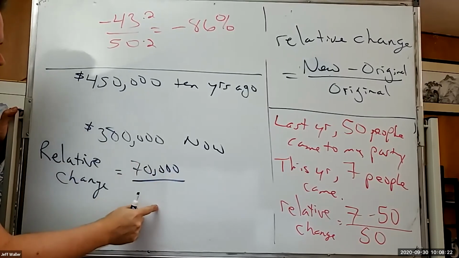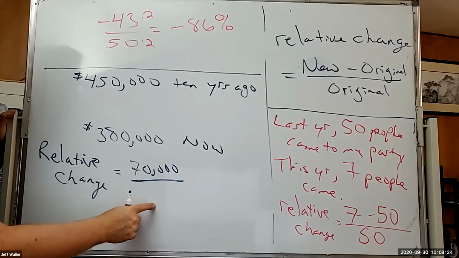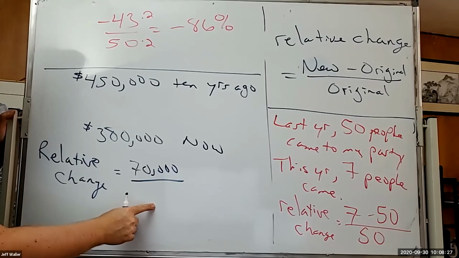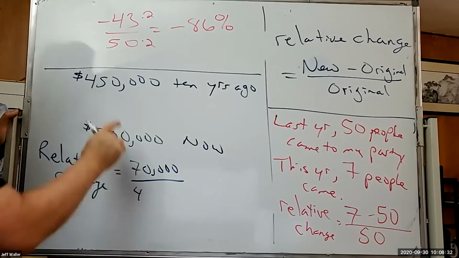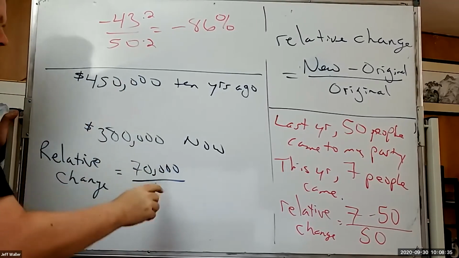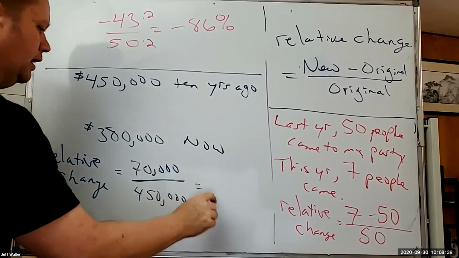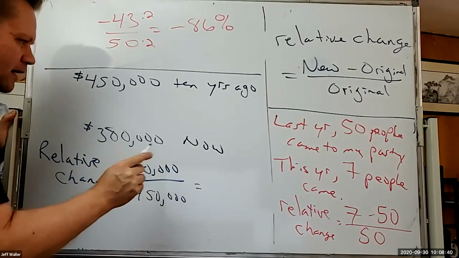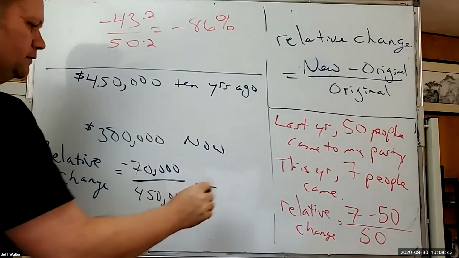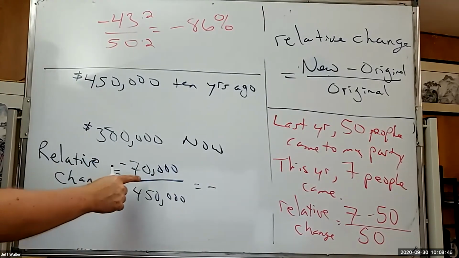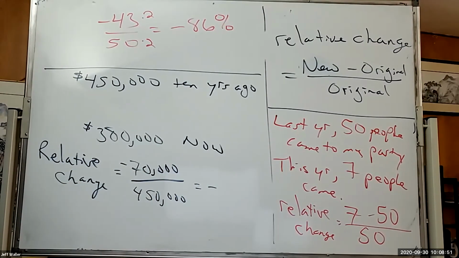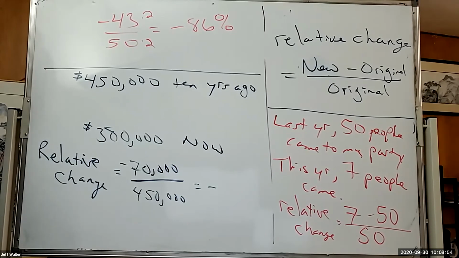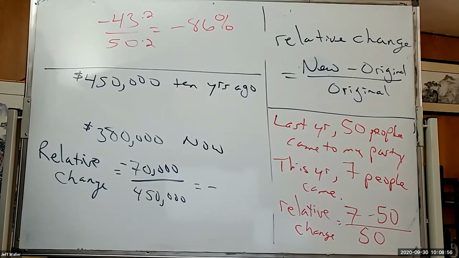Divided by what? What's going to go on the bottom? Somebody else. What goes on the bottom? 450,000. Yeah, so it's always based on the original, where it started. And I know the answer is going to be negative because it's a decrease. I can see that it's a decrease, right? So whatever this is, 14 over 9, 1.4 over 9, I don't know. So 1 point.